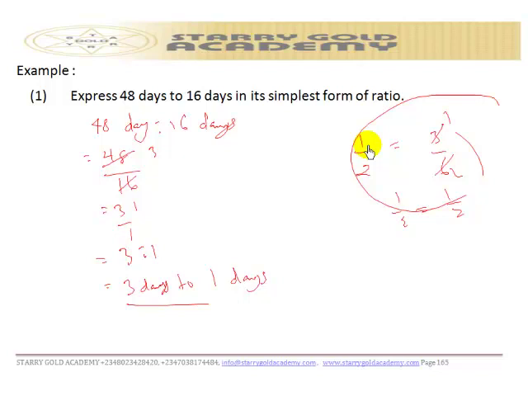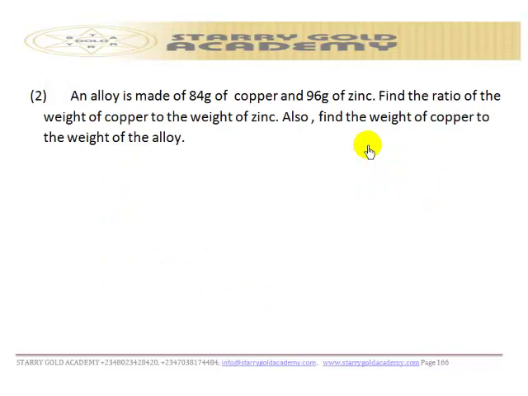So let's check another ratio. An alloy is made of 84 grams of copper and 96 grams of zinc. Find the ratio of the weight of copper to the weight of the zinc, and find the weight of copper to the weight of the alloy. Okay, I want to form my own alloy now. This is my alloy.